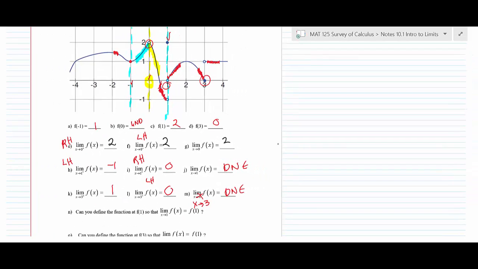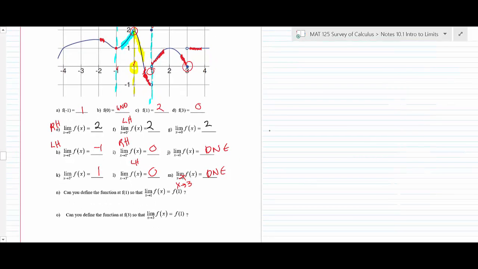Now, this question says, can you define the function at f of 1 so that the value of the limit is the same as the function value? So let me erase some of this stuff that I put on here. Let's see what's going on when x is 1. When x is 1, we're really interested in this. Is there any way to move that dot? The only way to get the two-sided limit to come to a number is if they both connect. Is there any way to connect that? No, there isn't.